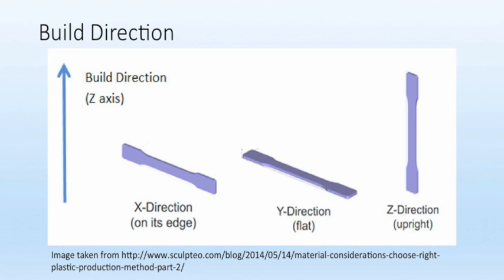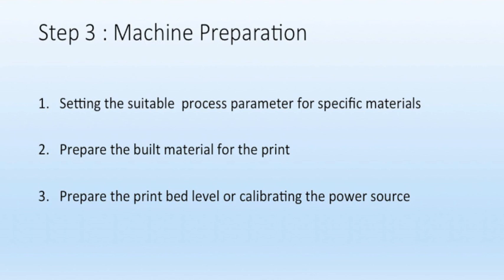However, if you build this tensile coupon vertically or lying down, then you would have zero support material that you require. So the next step, step 3, is machine preparation.